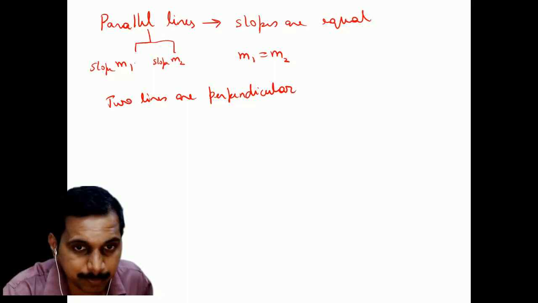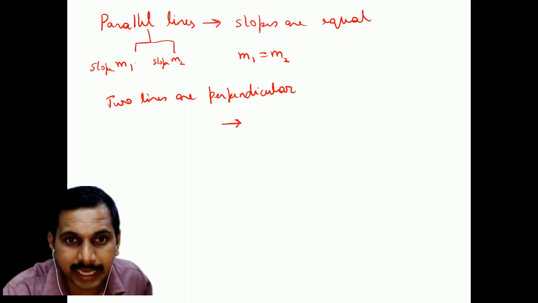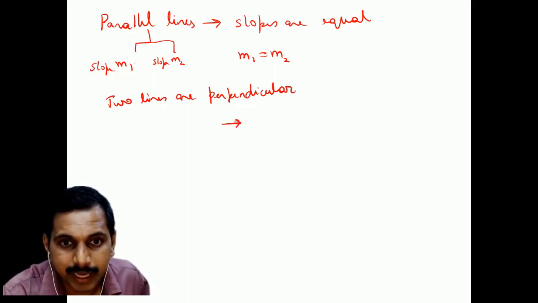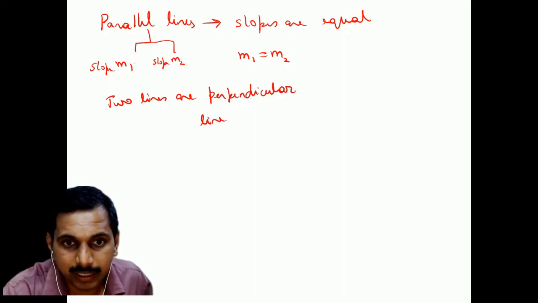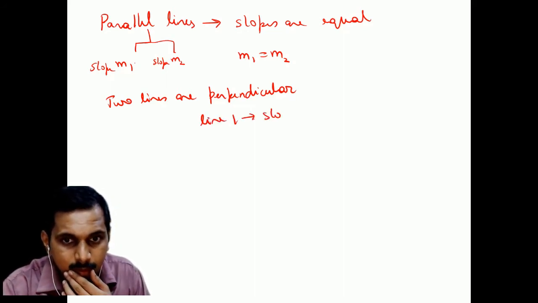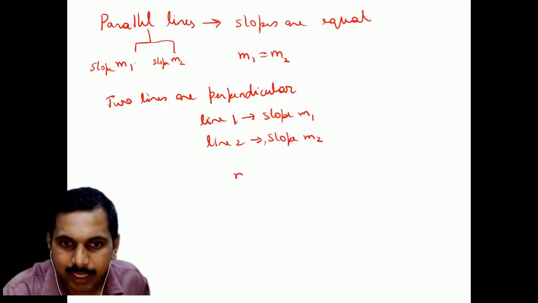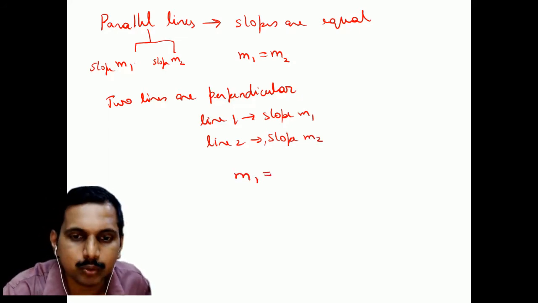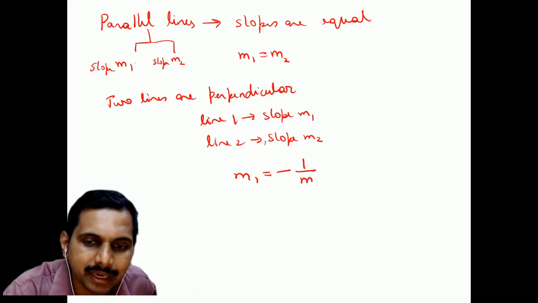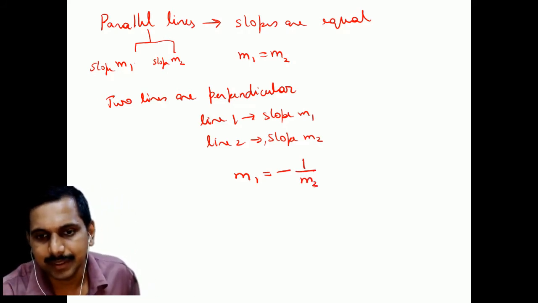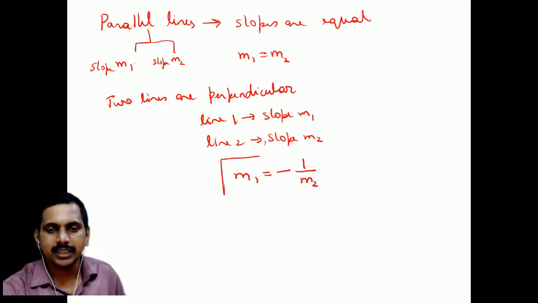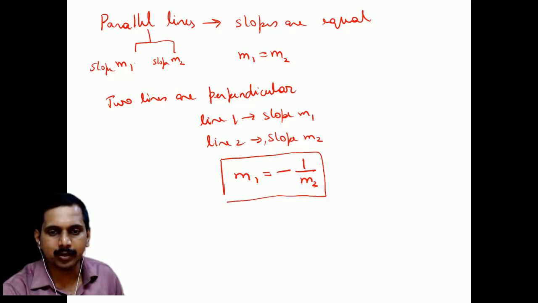If two lines are perpendicular, then say line 1 has slope m1 and line 2 has slope m2, then m1 is equal to minus 1 by m2. Is that clear? If this is satisfied, then these two lines are perpendicular. I hope you get this point, students.